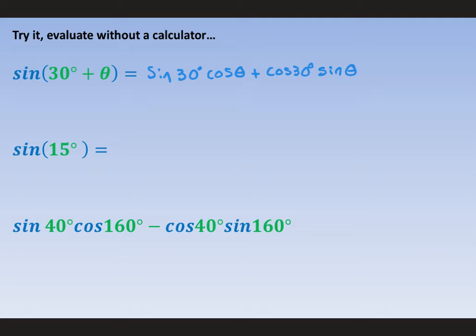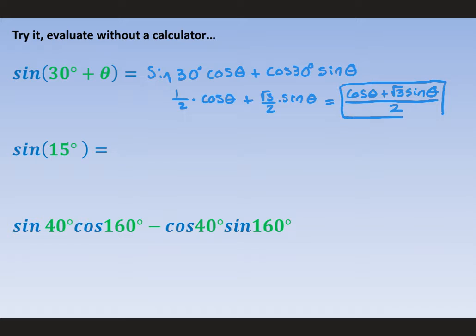So we have sine of 30, that is 1/2 times cosine theta, plus cosine 30 times sine of theta, that is root 3 over 2 times sine of theta. All right, so we'll go ahead and do that multiplication, and they have a common denominator. So we end up with cosine of theta plus root 3 sine of theta over 2 as the common denominator. And that's our answer. That's all we can really do here. We evaluated, we simplified, and that's good.